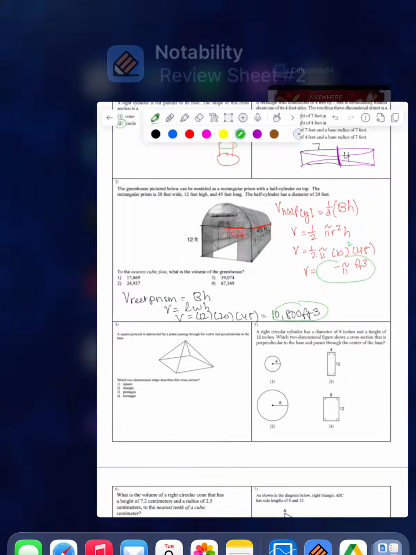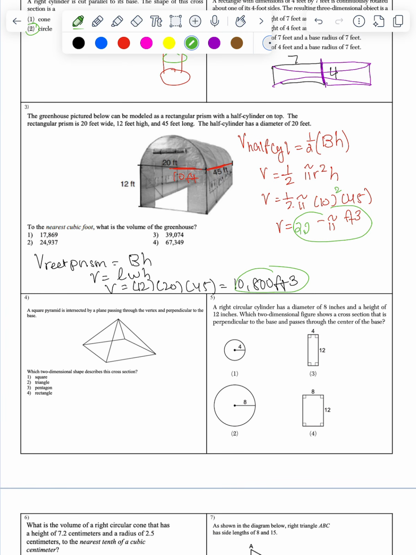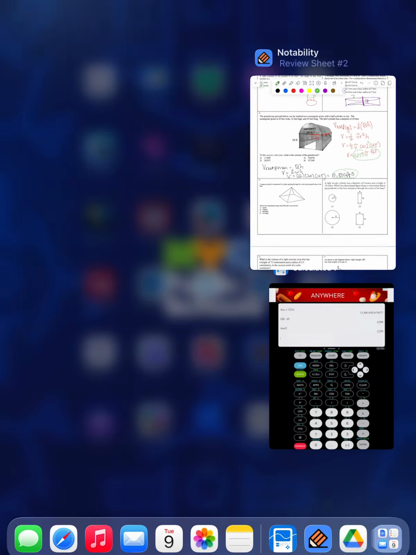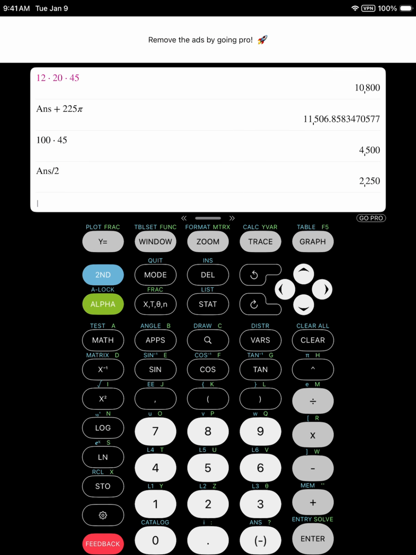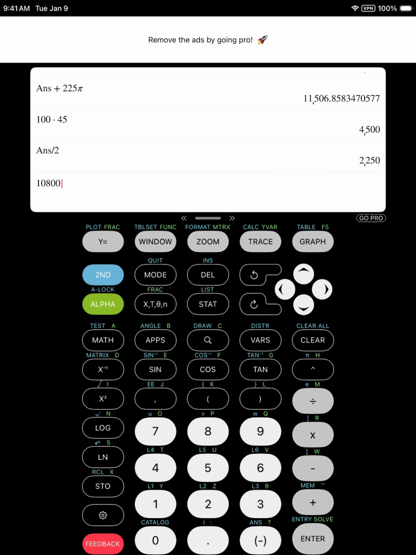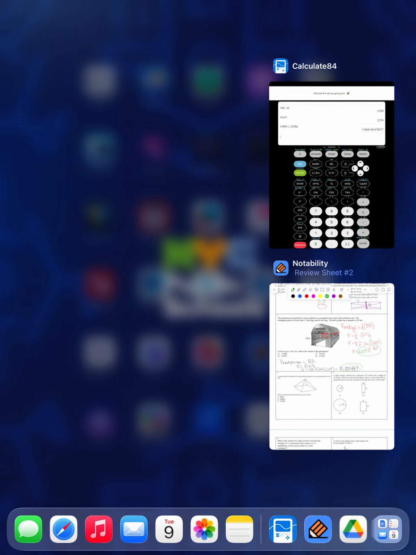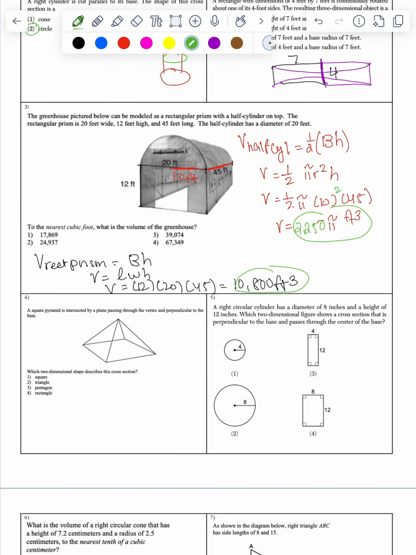So 2,250 pi. So that's what I'm adding to the 10,800. Let me find that value. And that was once again 2,250 pi. And there we have it. 17,868.58. So it says to round to the nearest whole number. So approximately 17,869 to the nearest cubic foot. And that's answer choice number 1.